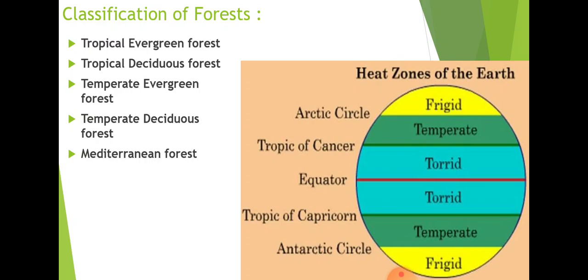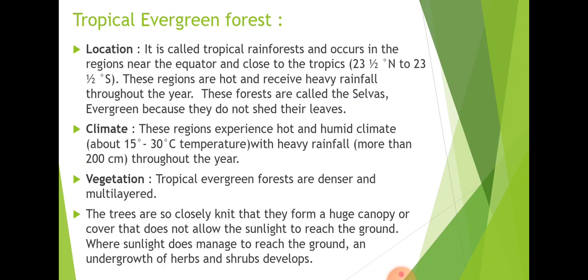Now, let us start with the first, that is the tropical evergreen forest. Before starting evergreen and deciduous, you have to understand what is evergreen and what is deciduous. Evergreen is what? The forest which remains green throughout the year is known as evergreen. And the forest or the plants which shed their leaves for a particular period of time are considered deciduous forest. So I hope you are able to understand.